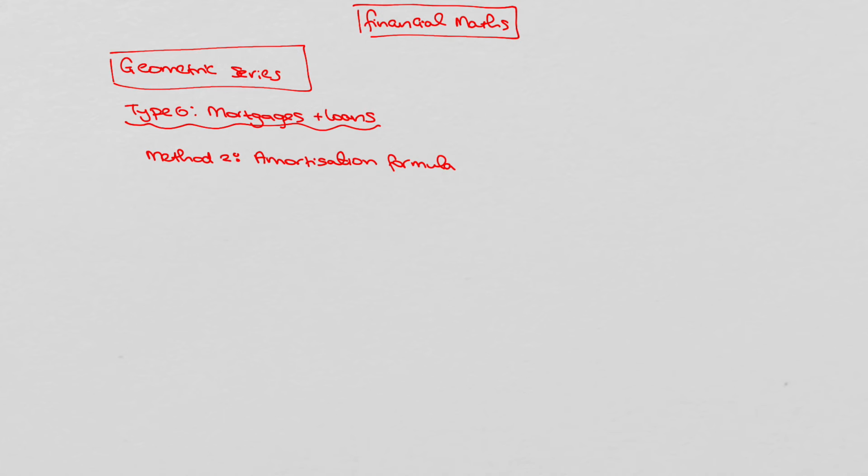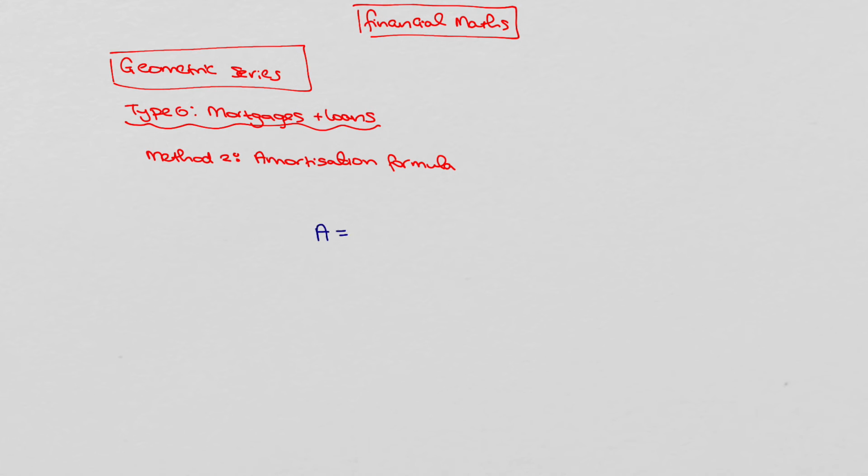So this formula is generally only used for loans and for mortgages. It becomes a bit more complicated if you go to use it for a savings question. So my advice is never to use it for anything other than loans and mortgages. The formula itself can be found in our maths tables, page 31.